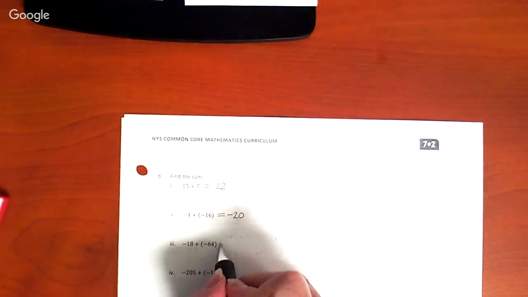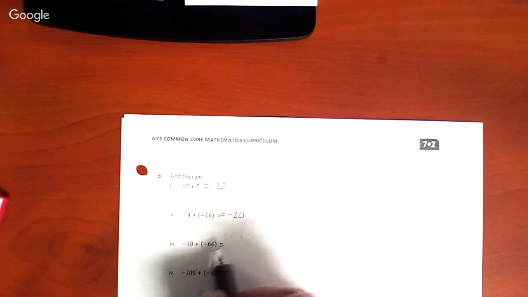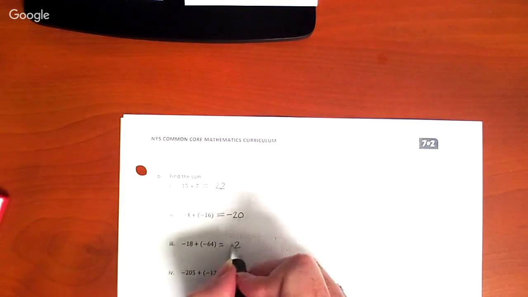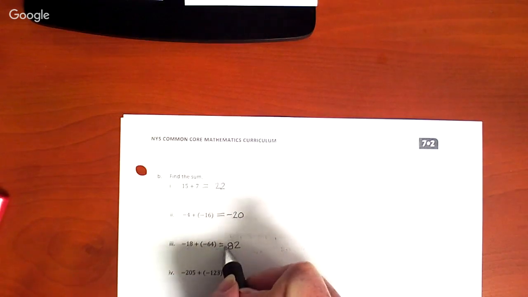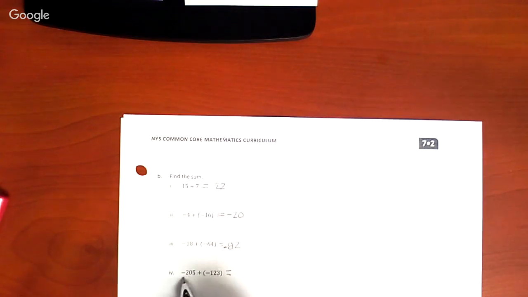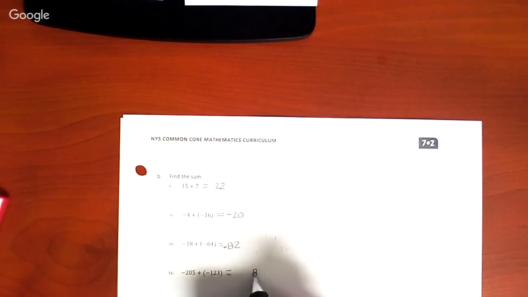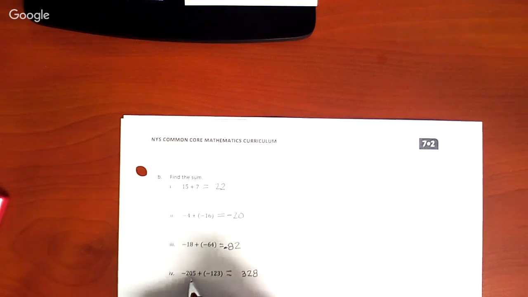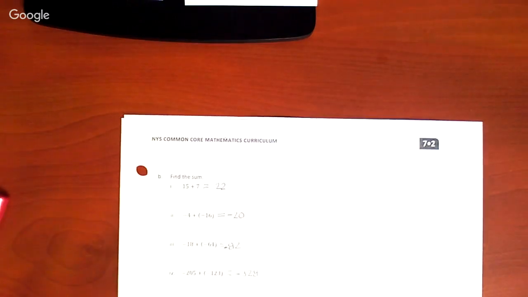Here my signs are the same, so I'm going to add my numbers. 8 and 4 is 12. Carry my 1. 6 and 1 is 7, plus 1 is 8. 64 is larger, its sign is negative, so is my answer. And last, I have my signs are the same, so I'm going to add my numbers. 5 and 3 is 8. 2 plus 0 is 2. 1 and 2 is 3. 205 is larger, its sign is negative, so is my answer.